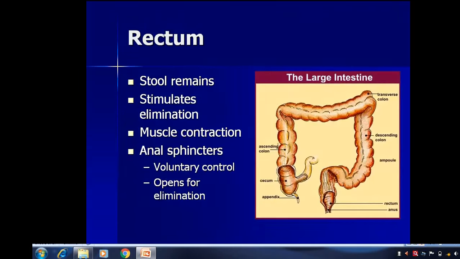And the last part, the rectum, contains stool remains. Elimination is stimulated by muscle contraction, and the anal sphincters regulate this process. It has voluntary control for this process.